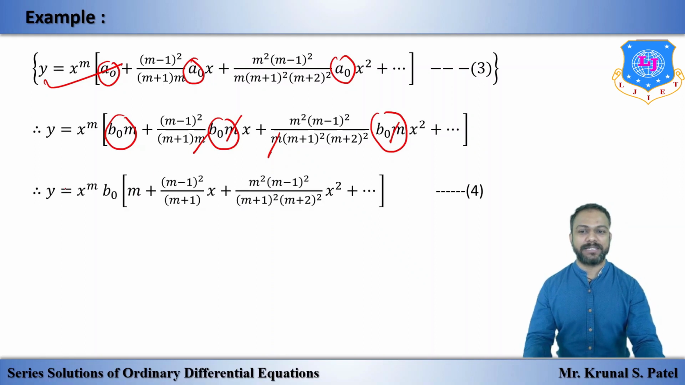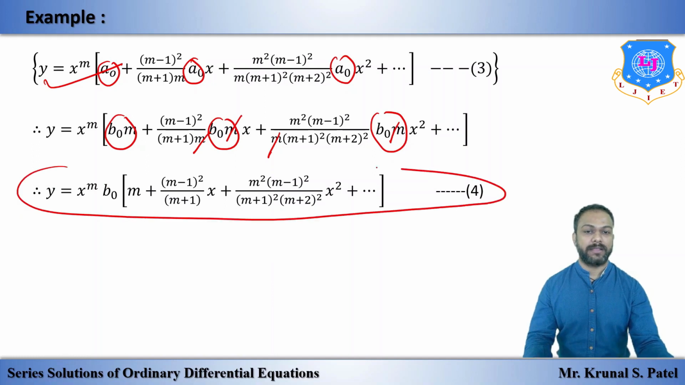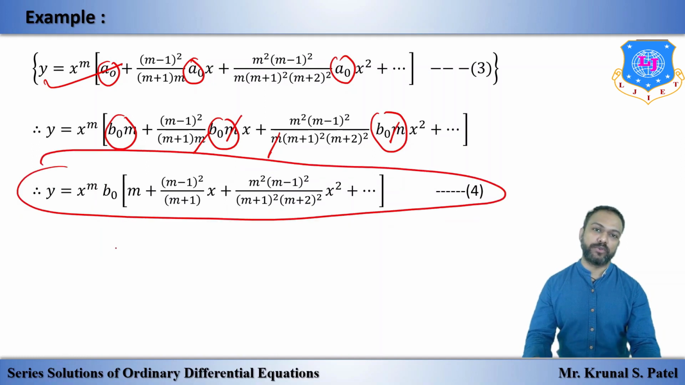Okay, so we have this y as our final answer. This is our final answer. And now we will use this smaller root to find the first solution and second solution, as we told.